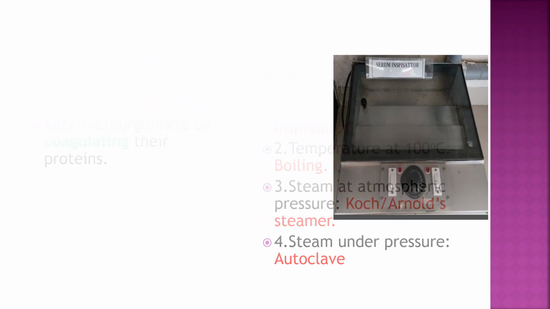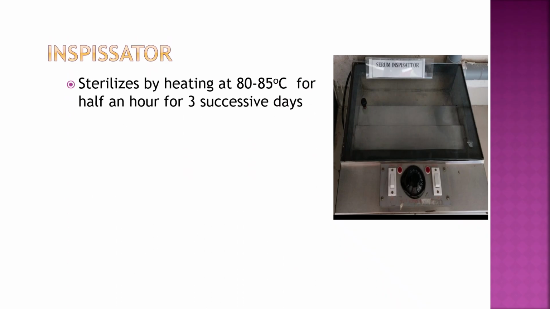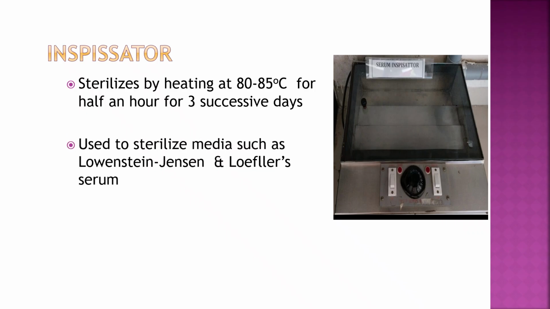Now the next example of moist heat is the inspissator. It sterilizes by heating at 80 to 85 degrees Celsius for half an hour for 3 successive days. And the use is sterilization of Lowenstein-Jensen media, that is used for the cultivation of Mycobacterium tuberculosis, and Loeffler's serum, that is used for the cultivation of Corynebacterium diphtheriae.